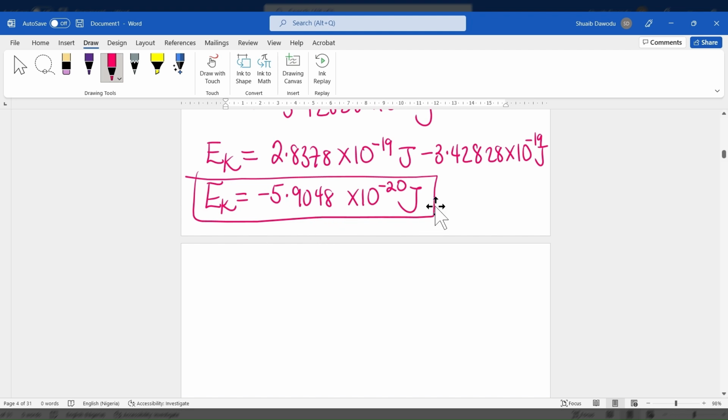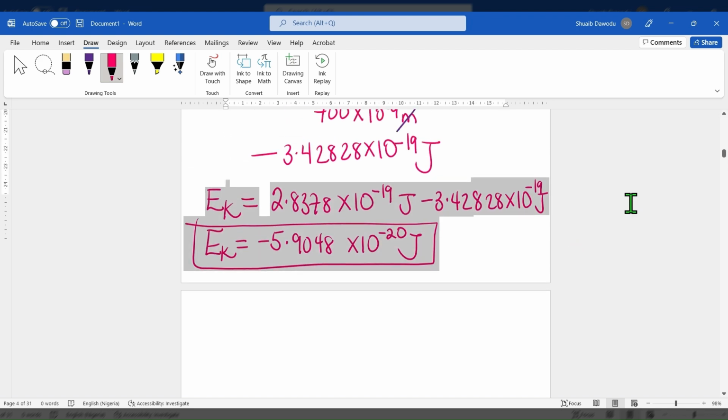Kinetic energy cannot be a negative value. It has to be positive because kinetic energy is the energy of motion. So negative motion is the same thing as no movement, so you cannot have a kinetic energy of a negative value. Now, we can calculate it and think about it in theory as negative.